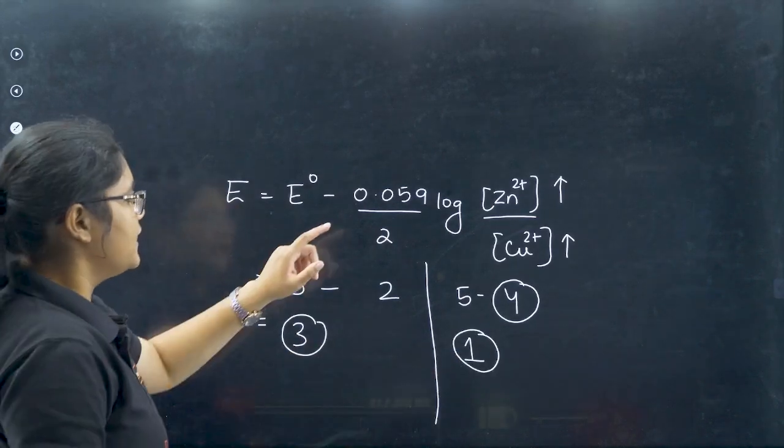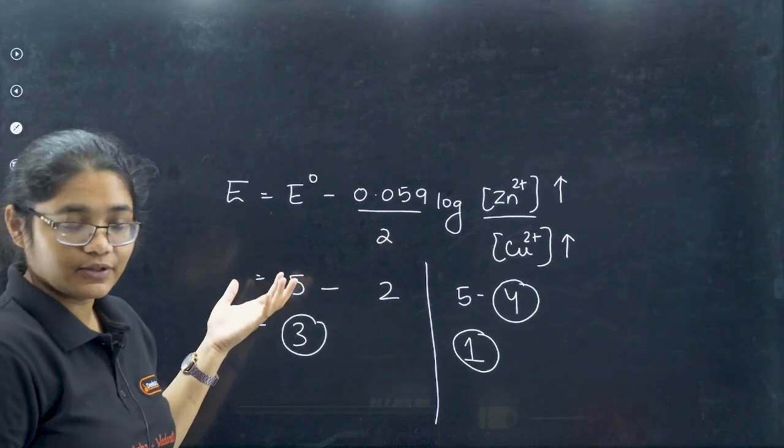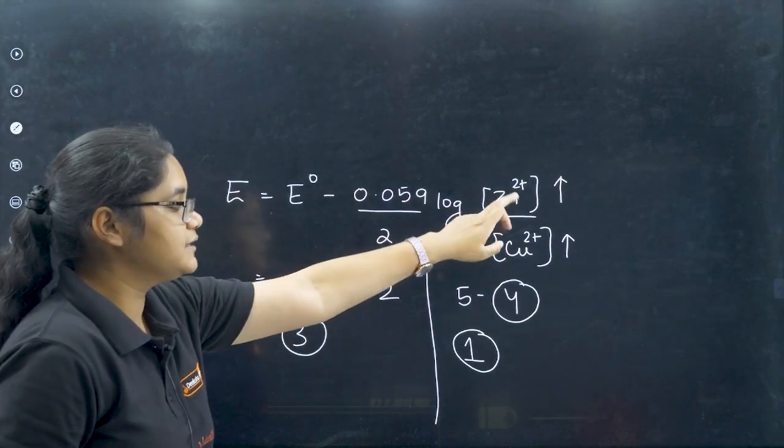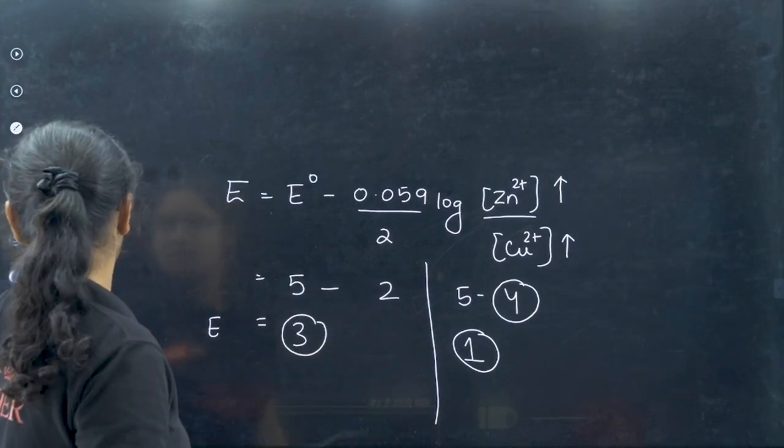So I can say that if I increase the copper concentration, the E value will increase. If I increase the Zn2 plus concentration, the E value will decrease. Okay, so that is what I have given here.